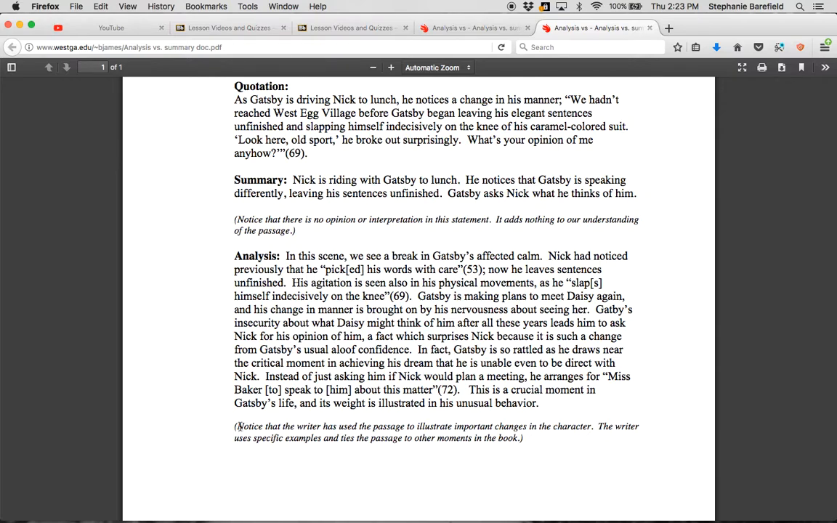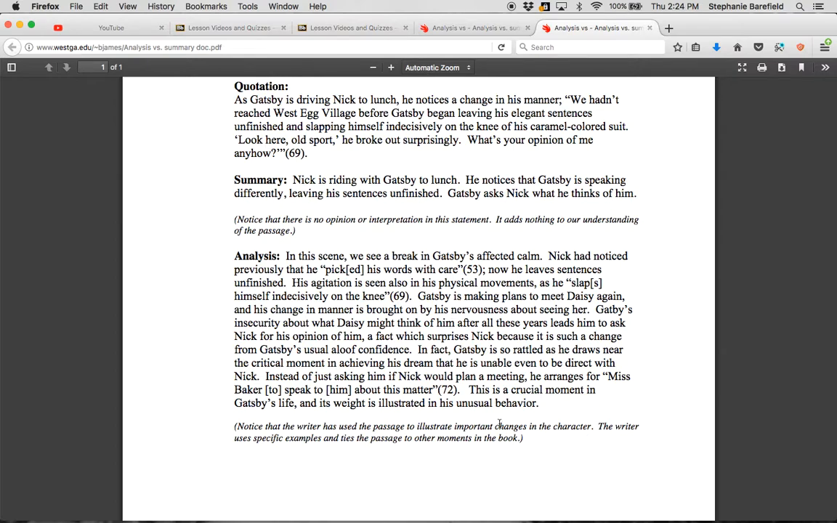Okay, so the note under here says, notice that the writer has used this passage to illustrate important changes in the character. The writer uses specific examples and ties the passage to other moments in the book. This is very important. This is something you should get used to doing as well. Tying the passage to other moments in the book to create your analysis, because a lot of analysis is connecting one thing from one page, or a larger concept, to something else in another part of the text.